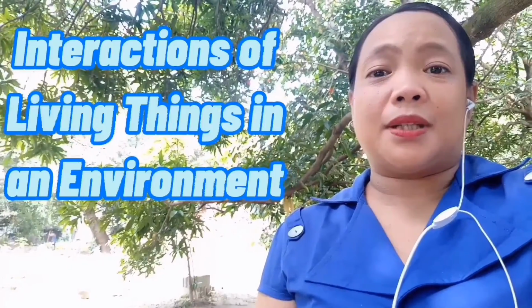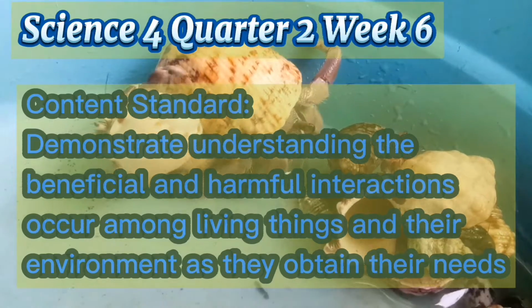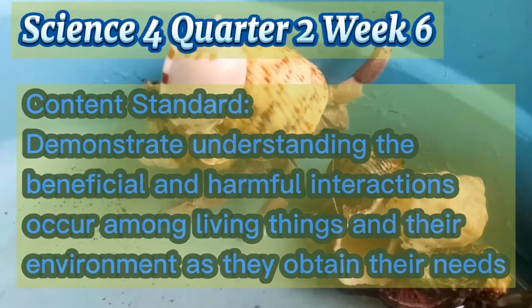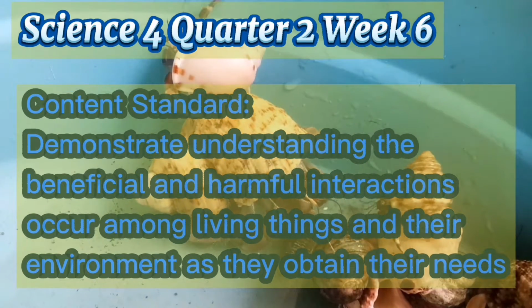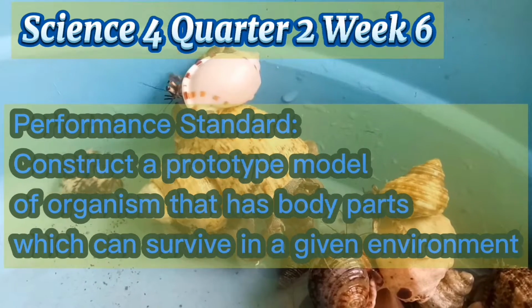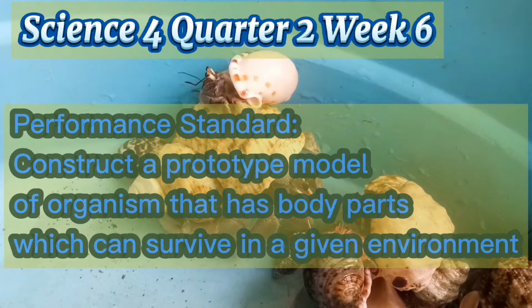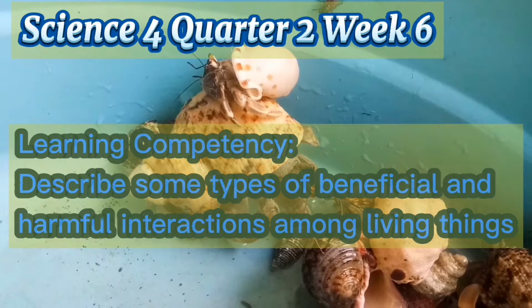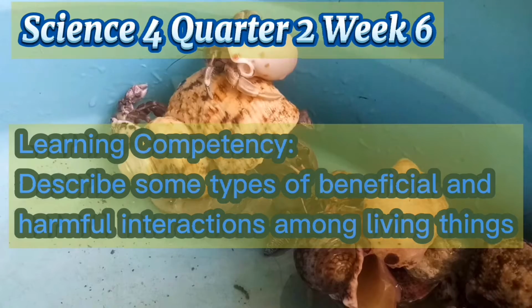In this video, I'll be discussing the interactions among living things. This week, in Science 4 Quarter 2, Week 6, the learners demonstrate understanding of the beneficial and harmful interactions that occur among living things and their environment as they obtain their needs. The learner should be able to construct a prototype model of an organism that has body parts which can survive in a given environment. And the learning competency describes some types of beneficial and harmful interactions among living things.